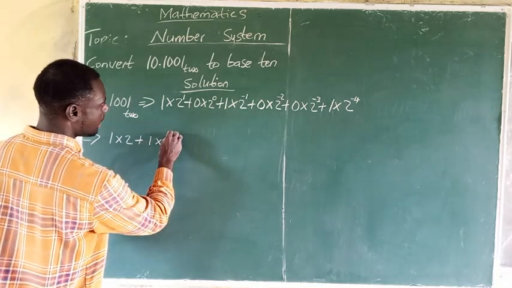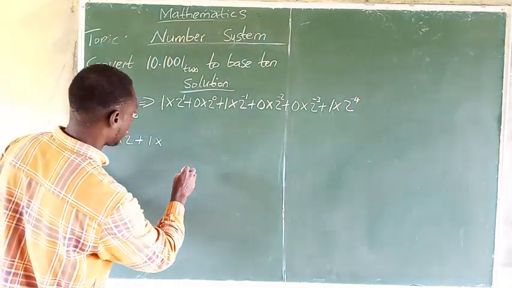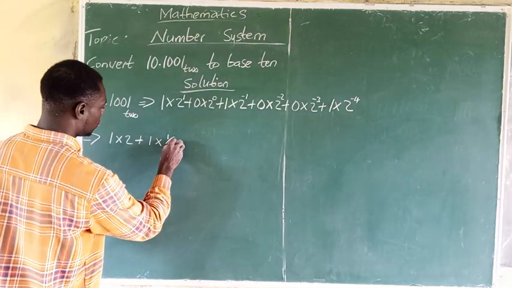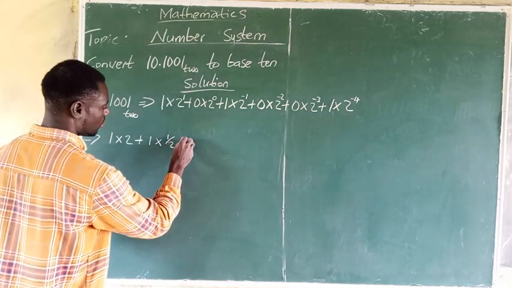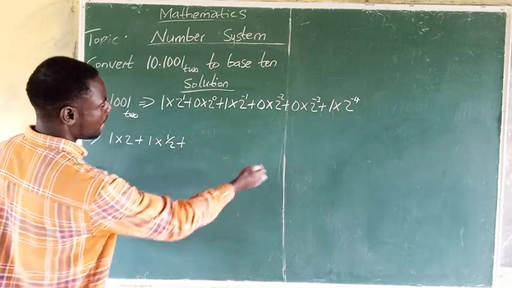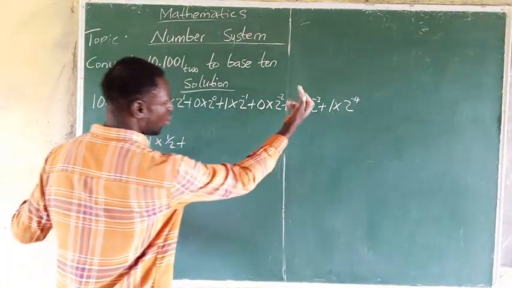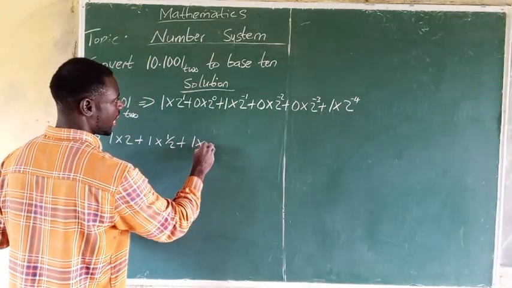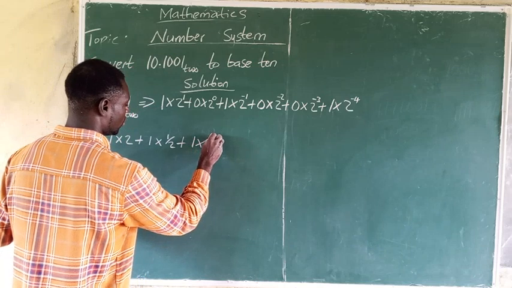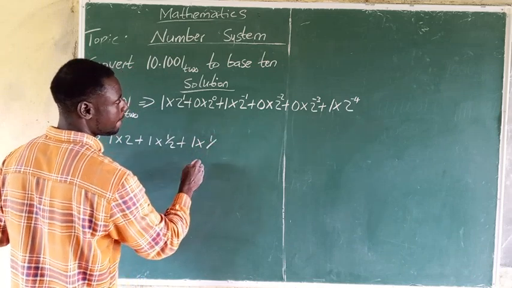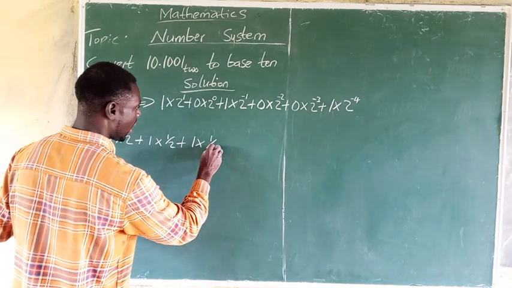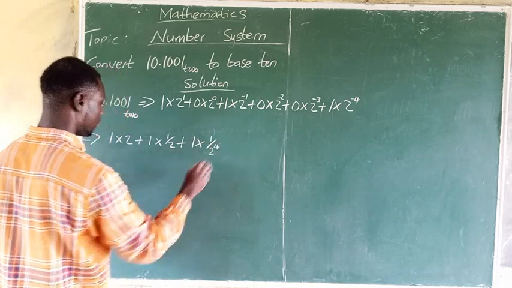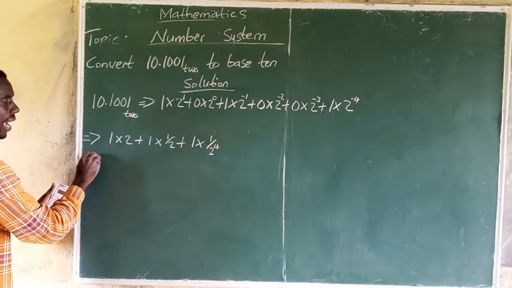So I have plus 1 times 1 over 2, plus this will automatically go away. This will automatically go away. Then I have plus 1 times 1 over 2 raised to the power of 4. Okay? Which I have.